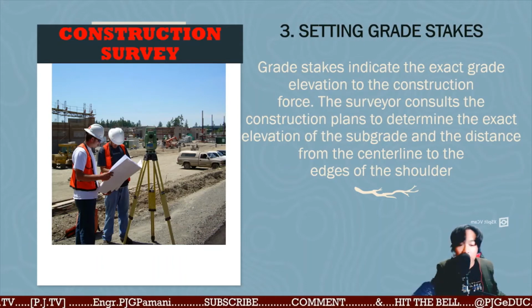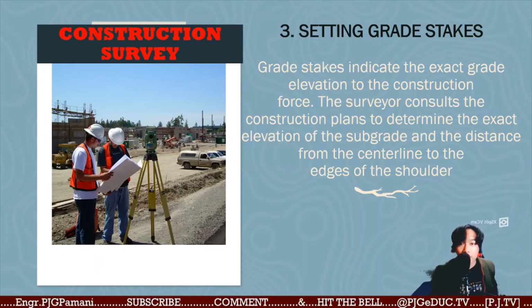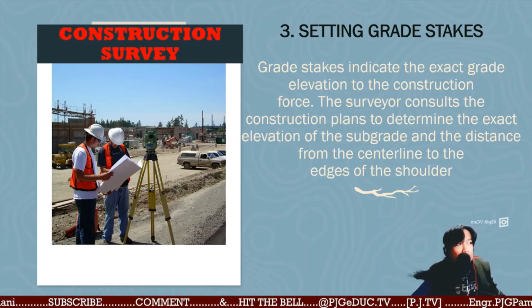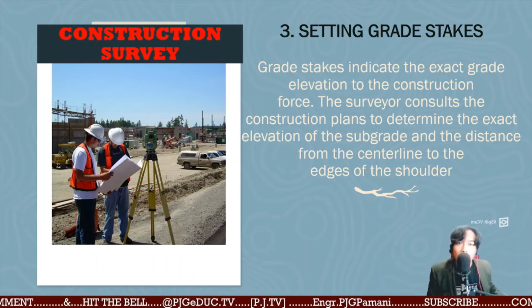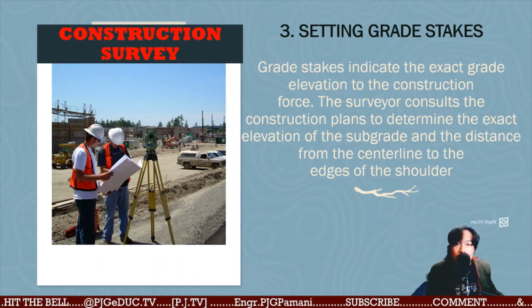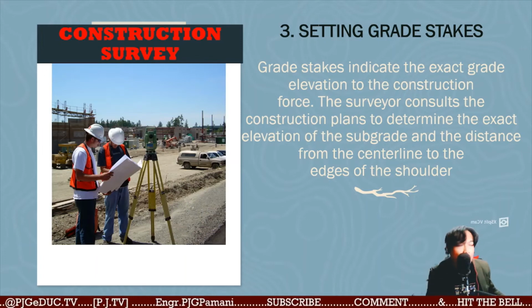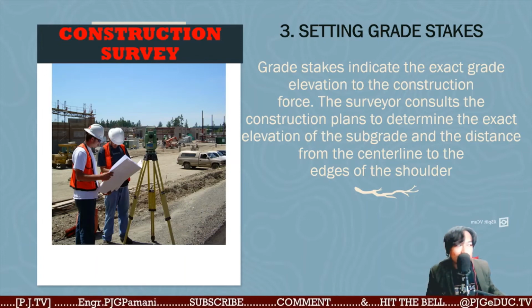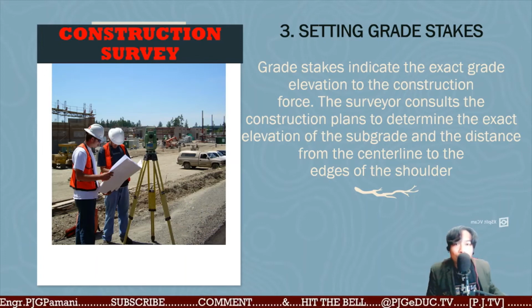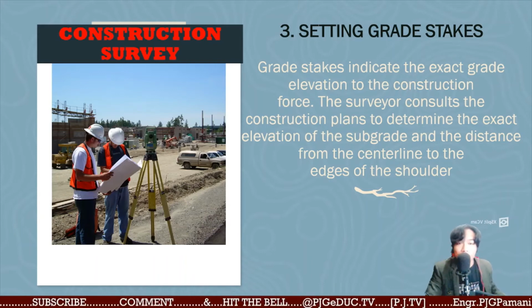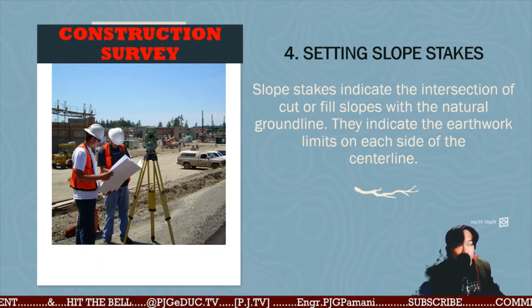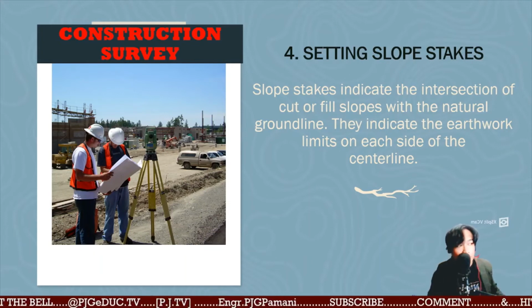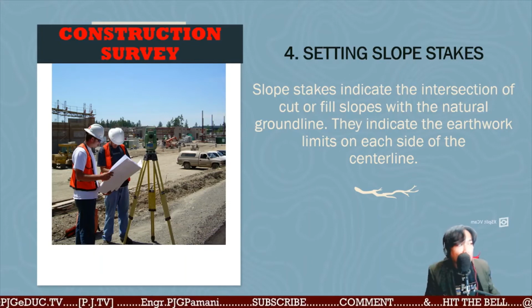Setting grade stakes. Grade stakes indicate the exact grade elevation of the construction force. The surveyor consults the construction plans to determine the exact elevation of the subgrade and the distance from the center line to the edges of the shoulder. Setting a slope stake. Setting your slope stakes indicates the intersection of cut or fill.